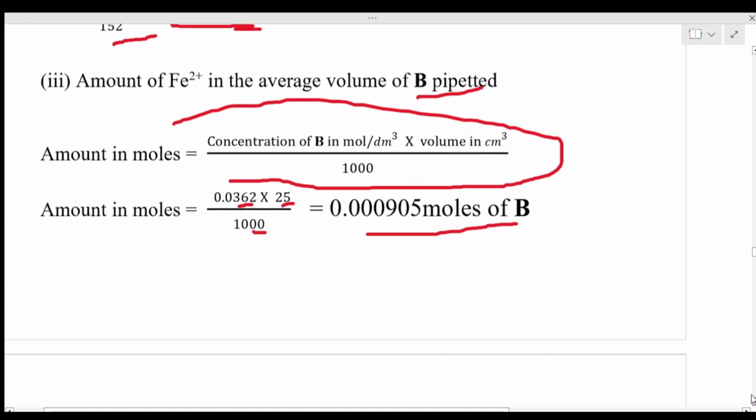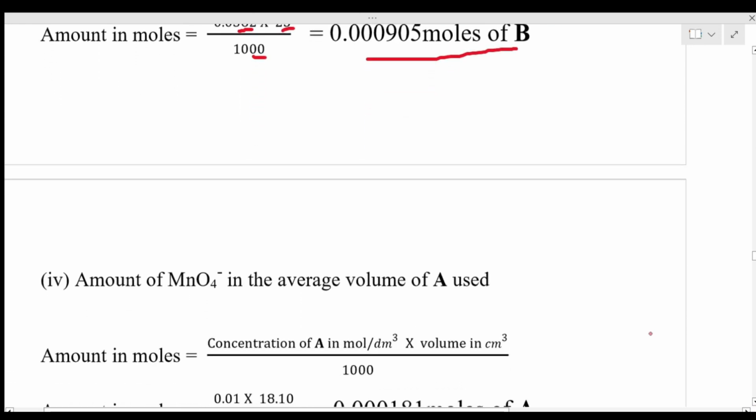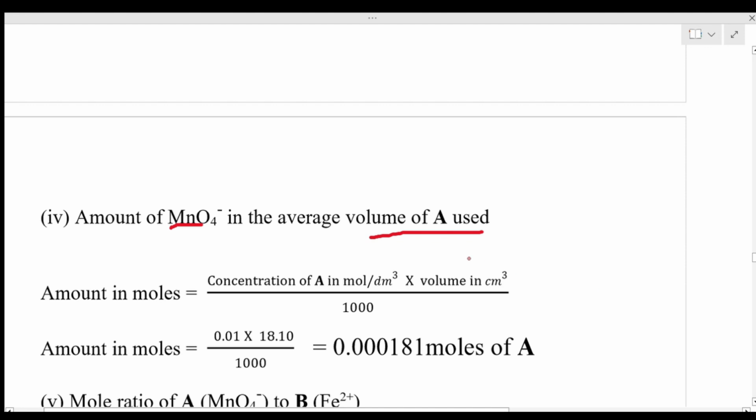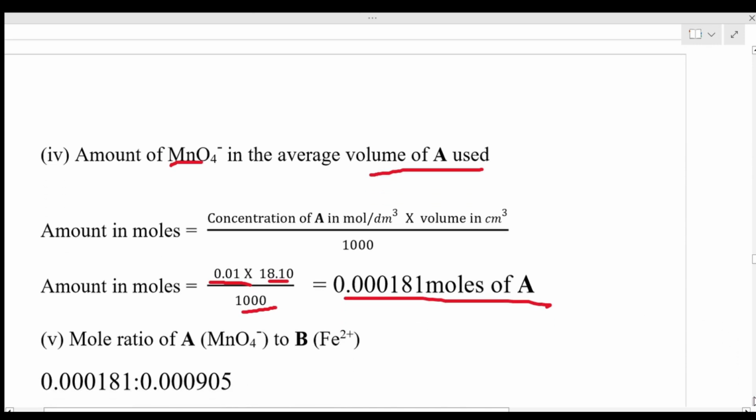So let me proceed to the next one. Now, amount in moles of MnO4-, which is my oxidizing agent, in the titration. That's the volume of my acid. That's the calculated value from question number 1. So I have this value multiplied by this and it gives me this, which is my mole of what? Of A.